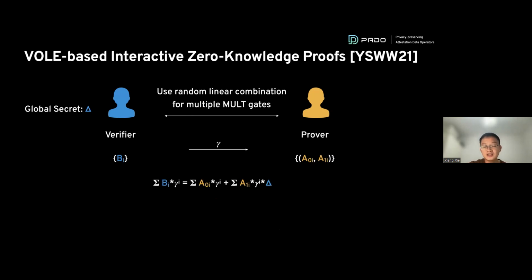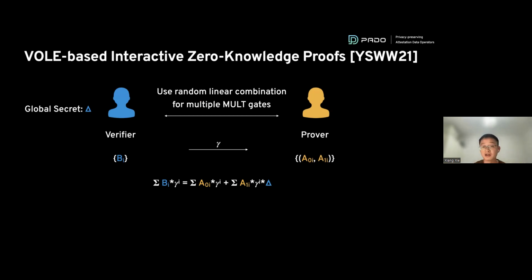And then when you're considering multiple gates, you just use a random linear combination to make it very simple. So in this way, we can prove AND gates very efficiently. Especially, we can prove the circuit gate by gate, which means that the whole protocol is memory efficient. So you don't need to load the whole circuit into memory. You just prove the circuit gate by gate.